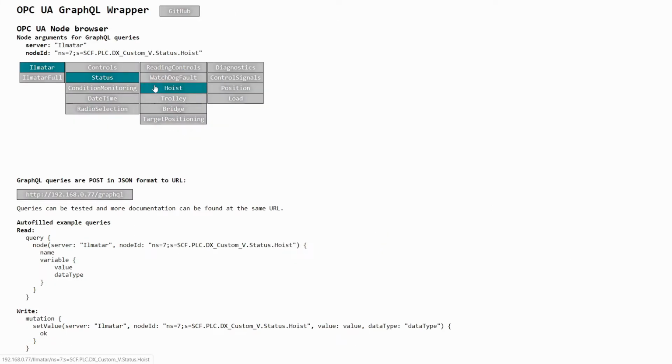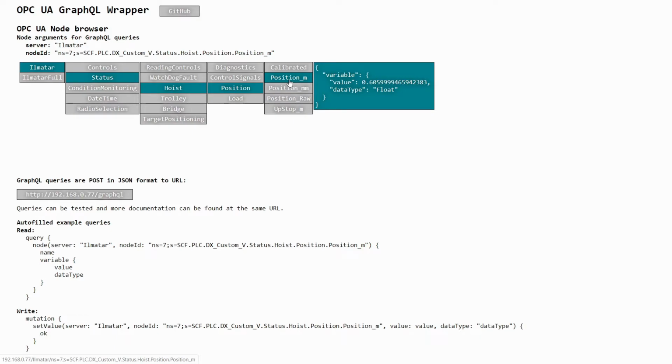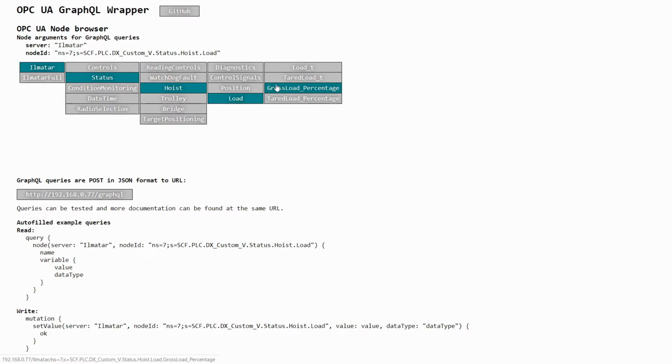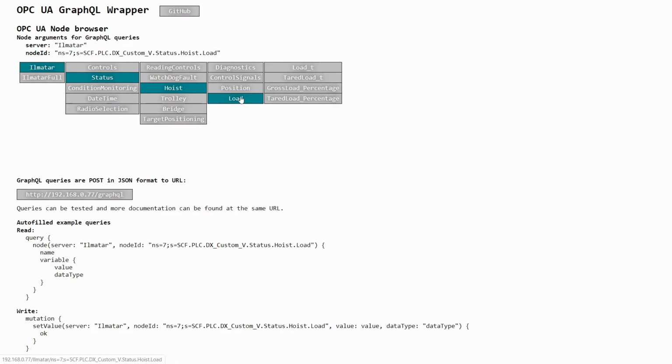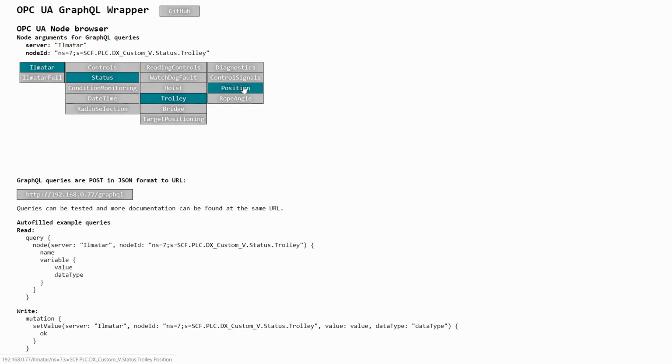In this video, I demonstrate the introspection ability of the GraphQL API with an overhead crane. It is easy to find the needed values, such as the hoist position and load. From the introspection view, it is also easy to see the hierarchical data structure of the OPC UA server.